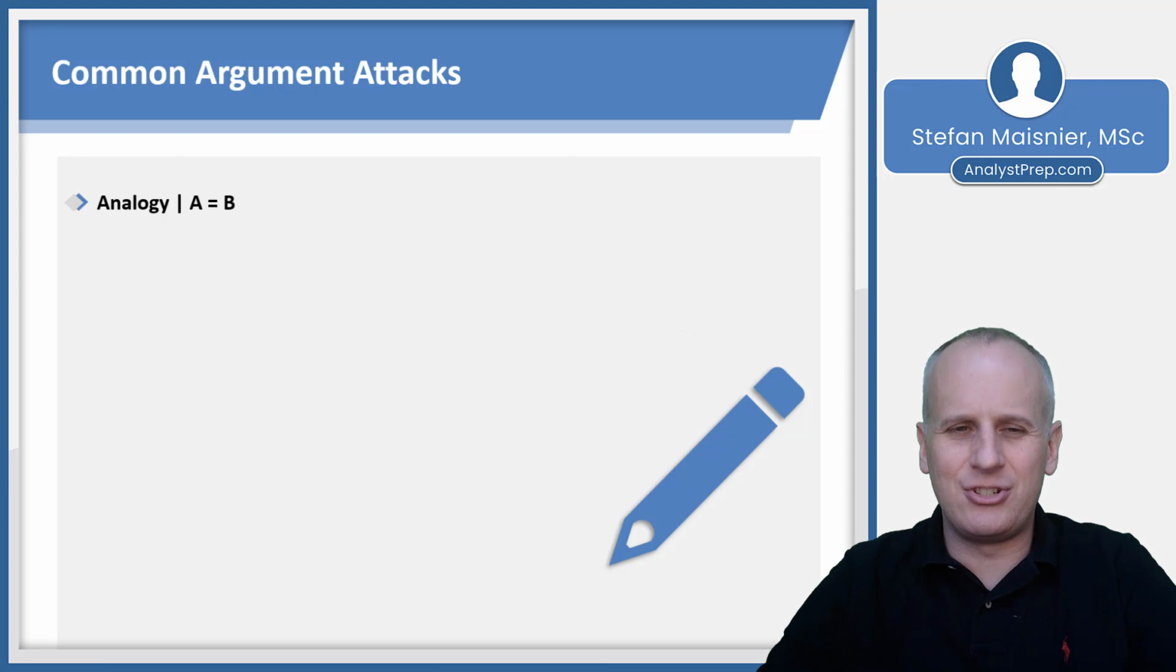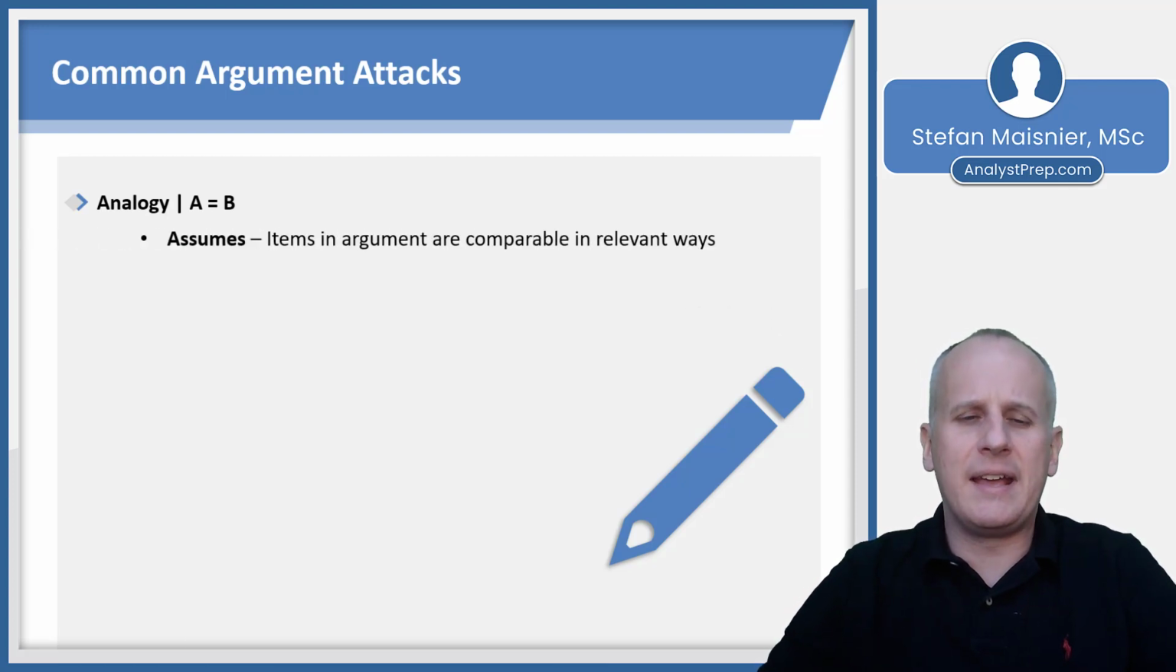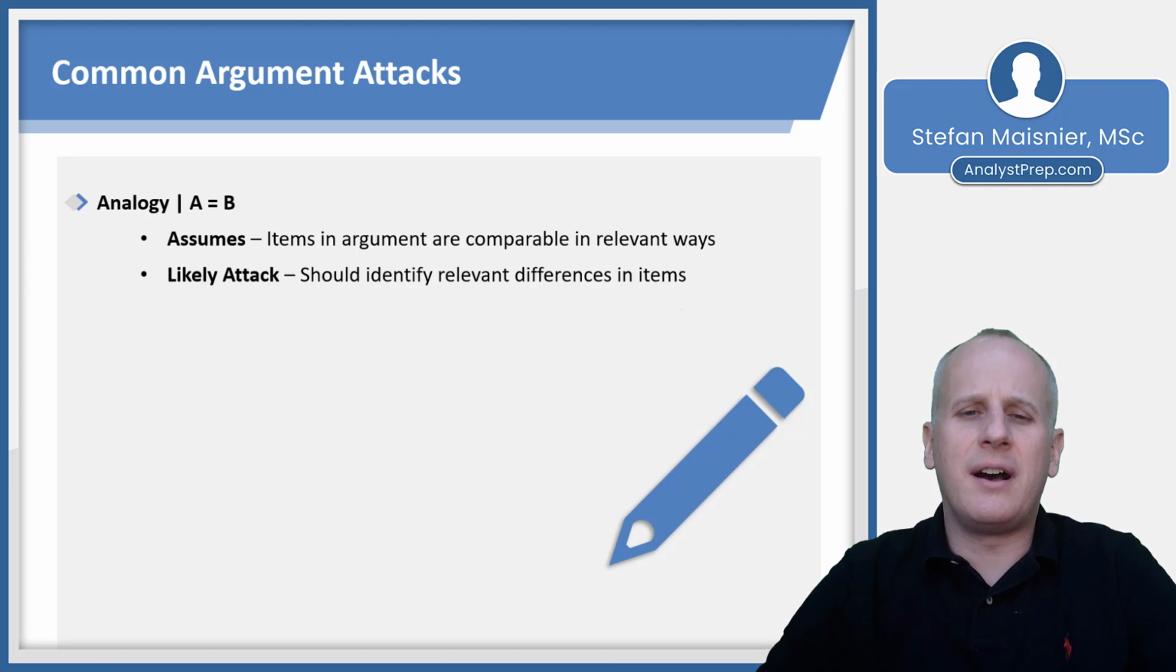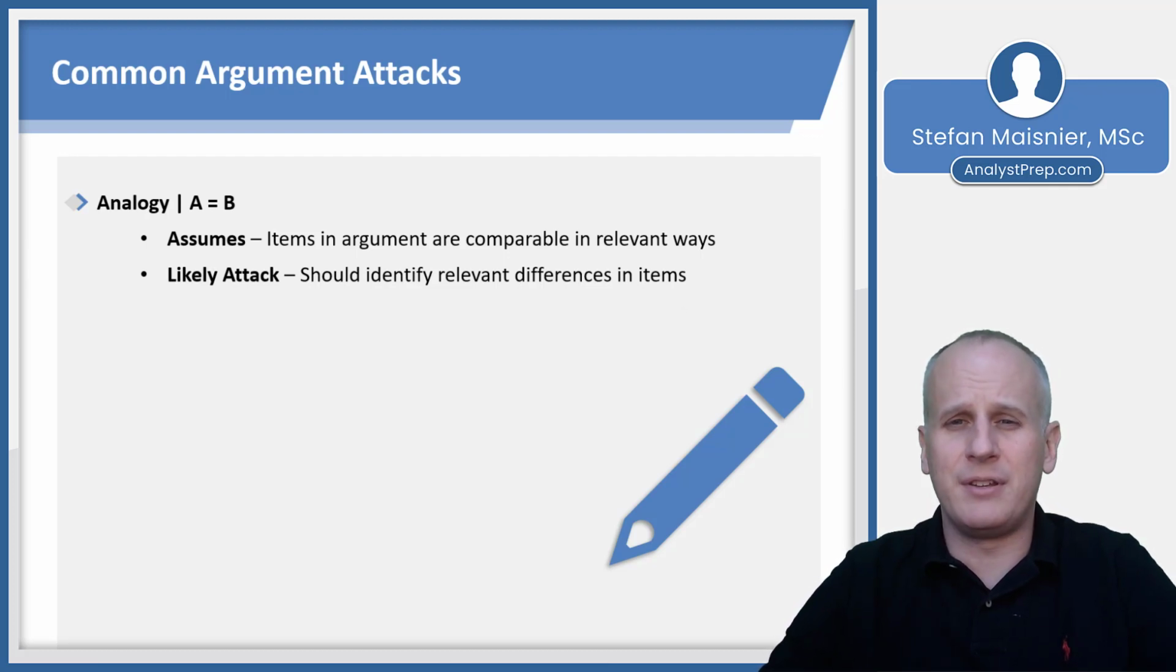So an analogy is going to say that A is equal to B ultimately. And when A is equal to B, you're assuming that the items are comparable in relevant fashions. Now, a likely attack would be to show that the items are actually not comparable. And the correct answer, if you're trying to weaken an argument based on an analogy, is going to show that there are relevant differences that make the conclusion seem less reasonable.